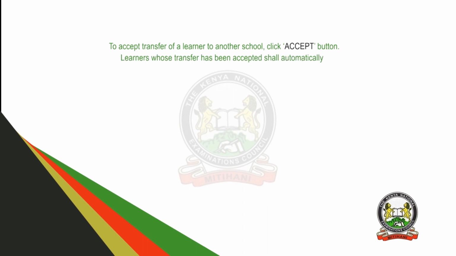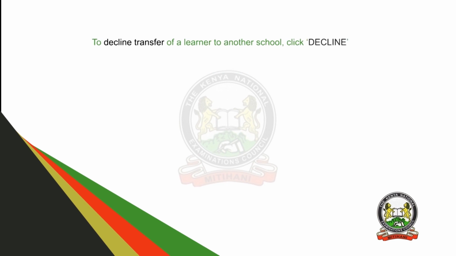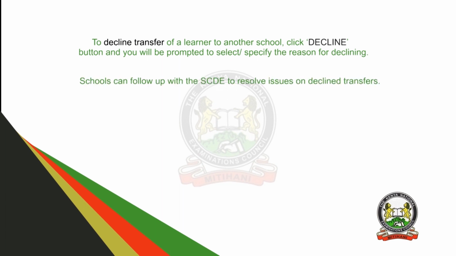Learners whose transfer has been accepted shall automatically be removed from the current school list and transferred to the other school. To decline transfer of a learner to another school, click Decline button and you'll be prompted to select or specify the reason for declining. Schools can follow up with the SCDE to resolve issues on declined transfers.